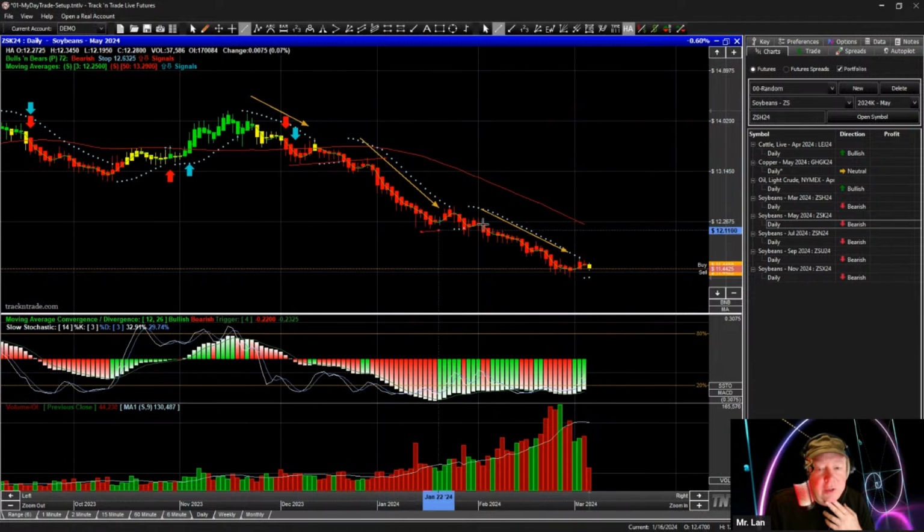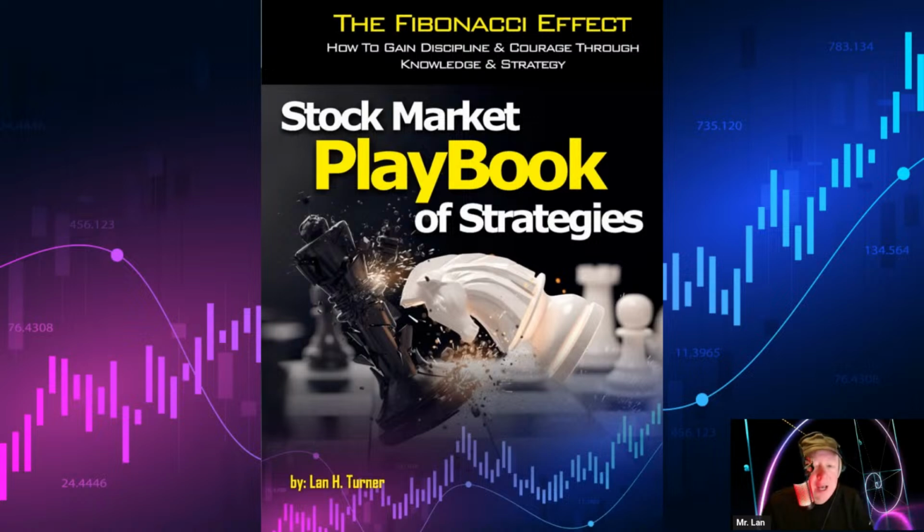We got our counter trend. We got another little counter trend. Okay. Pull out your manual. Take a look at it. Look at the probabilities. Let's go read this thing.